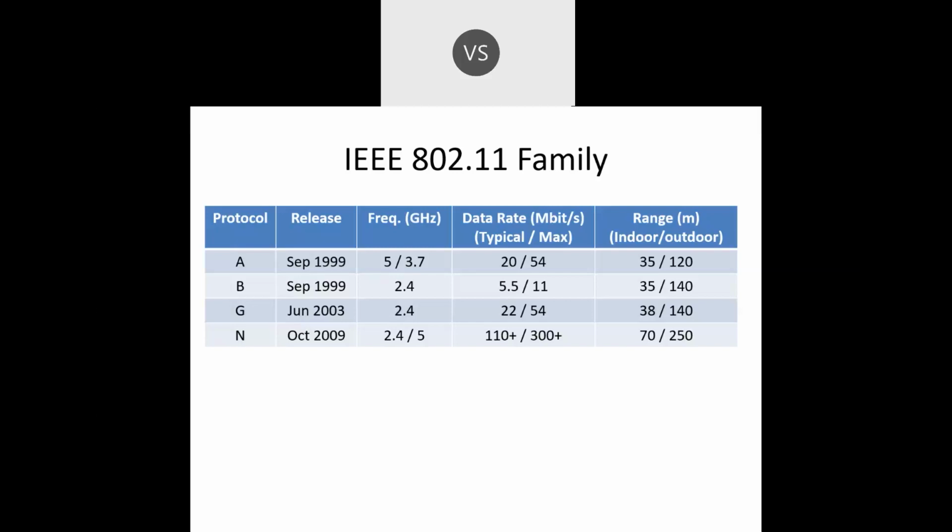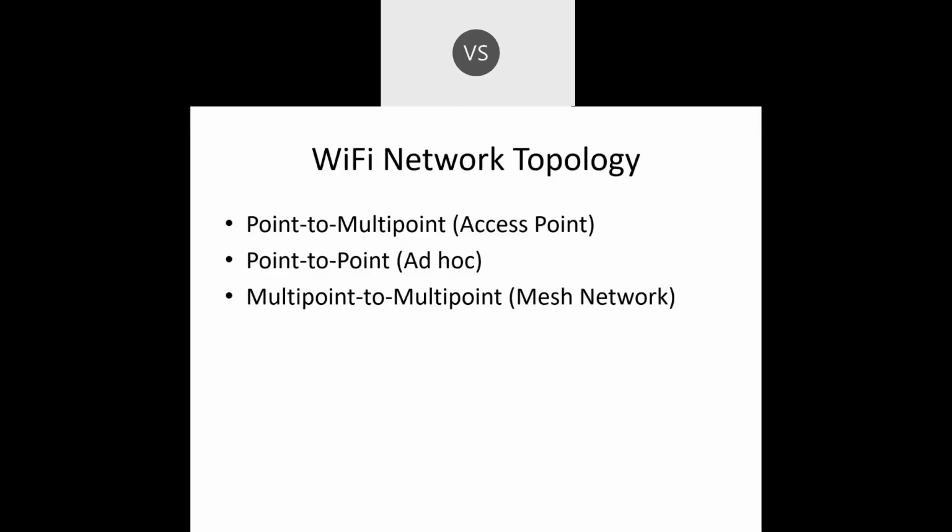Simple stuff. As time progressed, A, B, G, and now the N protocol. N is also just 12 years old, but it has a data rate of 110 Mbps to 300-plus Mbps. So whatever router you purchase from iBall or any other company, they have higher and higher data rates. So that's just about the Wi-Fi different generations.